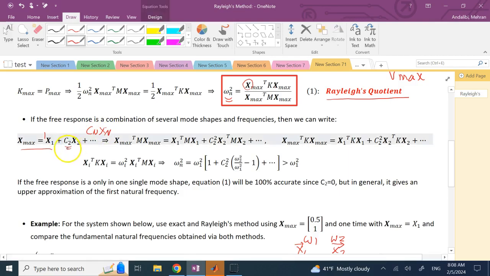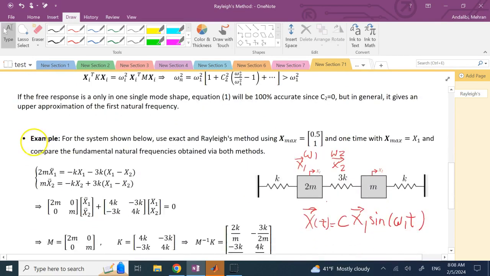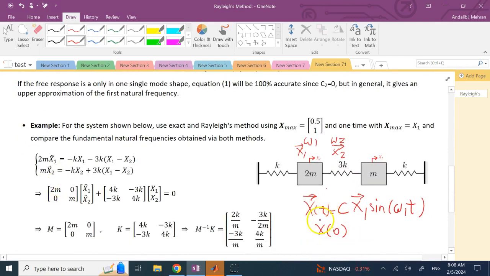And what do these coefficients depend on? You might even call this c1, but here everything is divided by c1, so it's kind of normalized. But the c1, c2, cn, how do we calculate them? They depend on the initial conditions. They depend on x of 0 and what? On x dot of 0, right? So they depend on this.